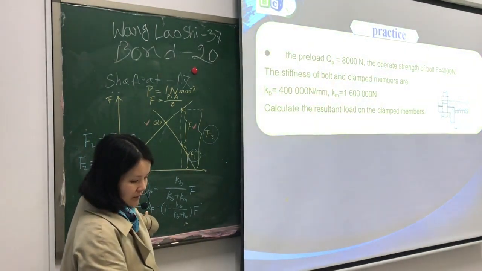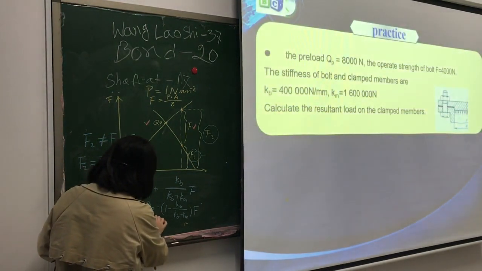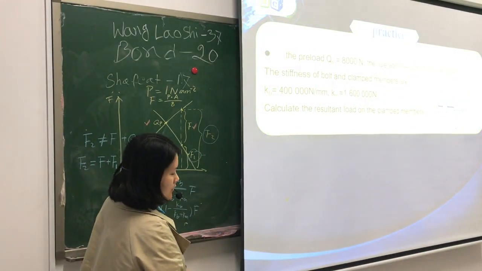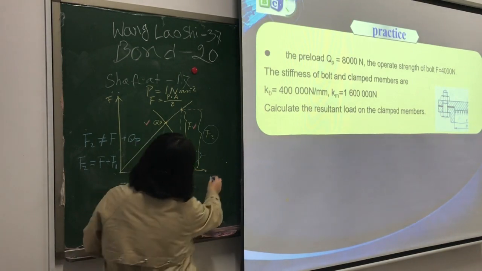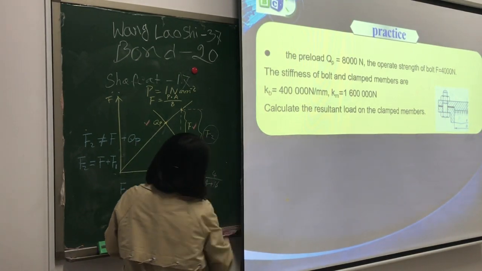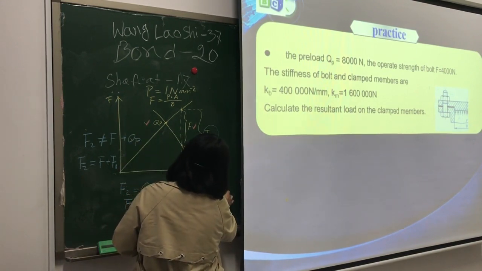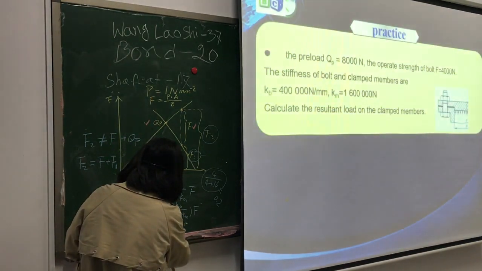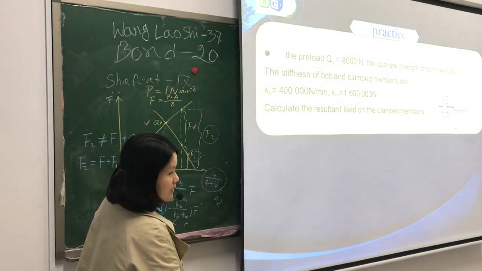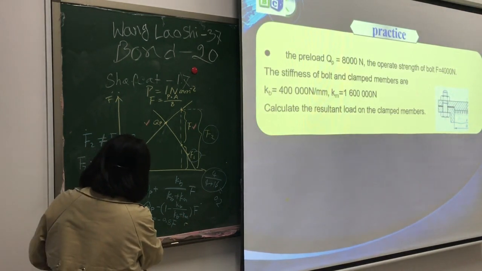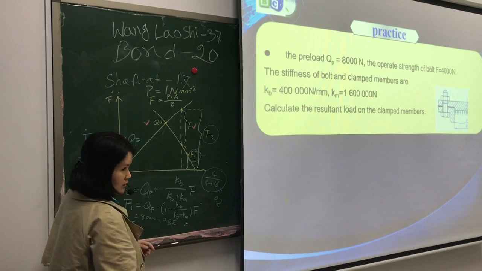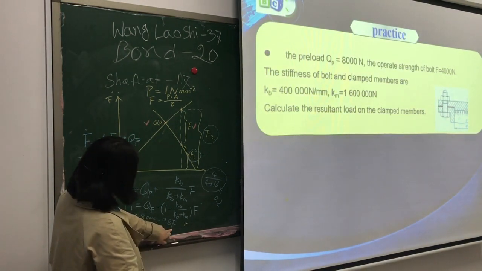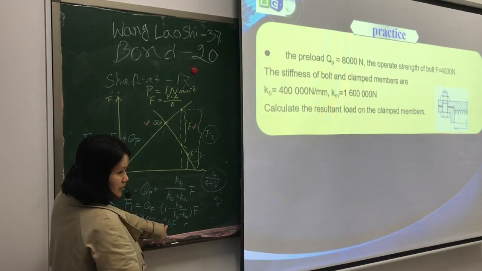So QP is 8,000 minus 8,000, this is 8, oh 4, sorry, and the relative stiffness is 0.2, so this is 0.8 times F. F is 4,000. So the answer is 7201. 4,000 times 0.8 is 3200.